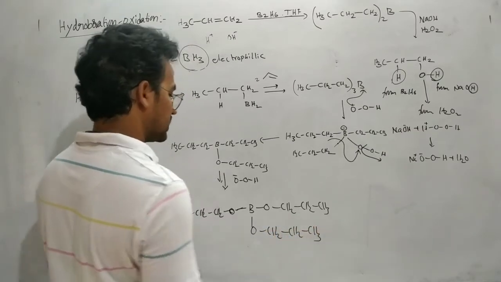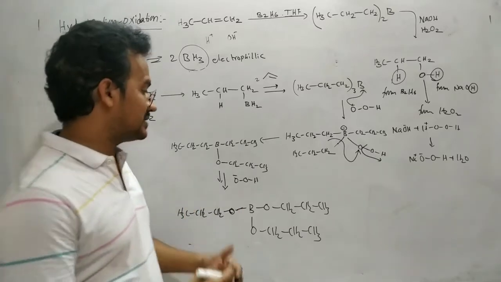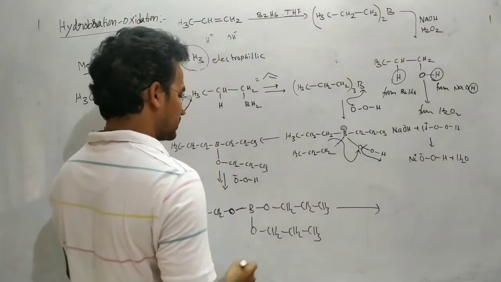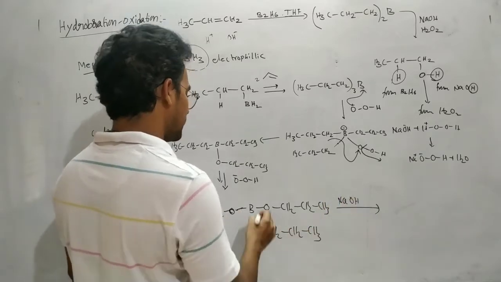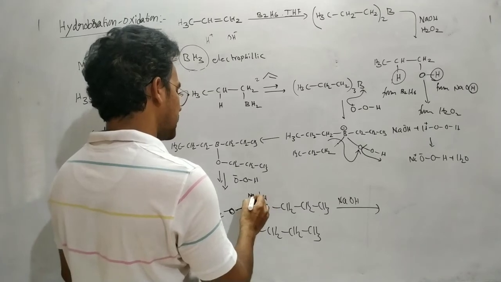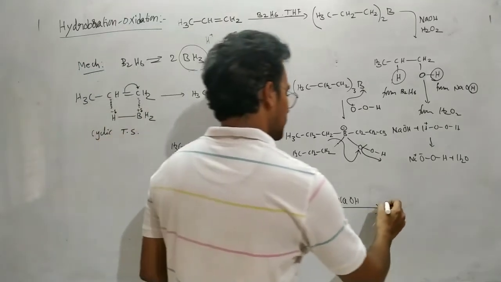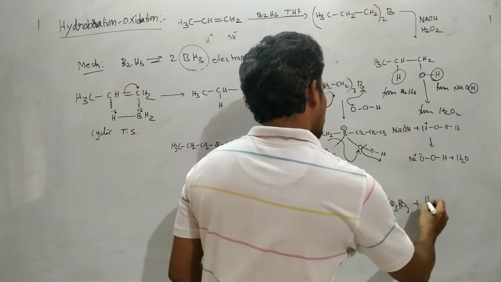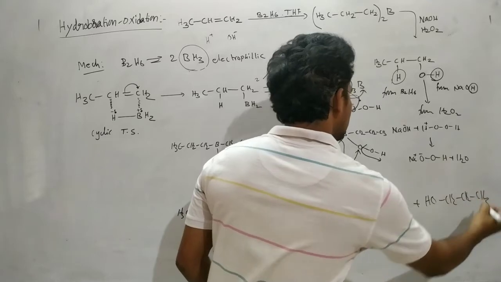Okay, that's it. Now this trialkoxy boron gets hydrolyzed by the NaOH alkali. So there is breaking of this bond, here hydrogen, here NaO. As a result, we will get Na3BO3, sodium borate, and alcohol, CH3CH2CH2OH.